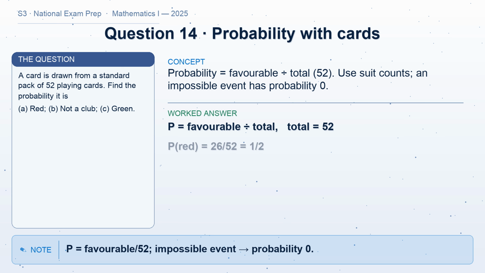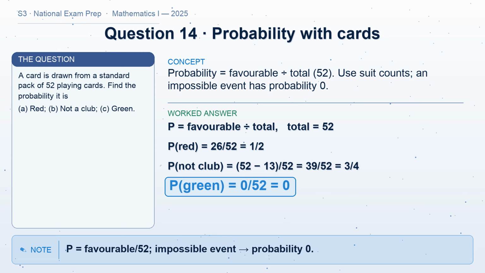Red cards number 26, so the probability of red is 26 over 52, which is 1/2. Not a club means 52 minus 13, that is 39 cards, giving 39 over 52, which is 3/4. Green is impossible, so its probability is 0. So the answers are 1/2, 3/4, and 0.